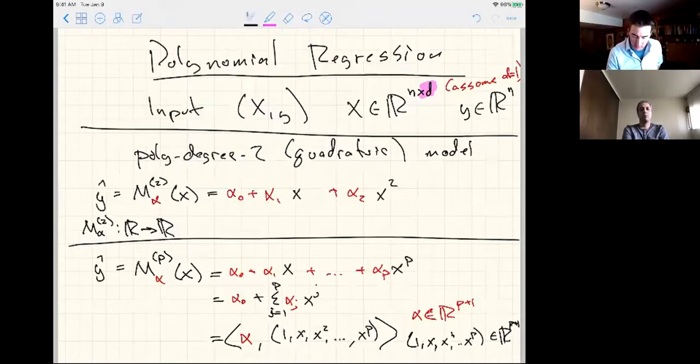Okay, and this turns out to be equivalent to not doing the offset and just starting j equals zero up to p, with alpha j times x to the j, because if I raise something to the zeroth power, it's always a one, right? So the zeroth power is always a one, and so I get back the same model as well. So I can always write this as a dot product in this clever form.